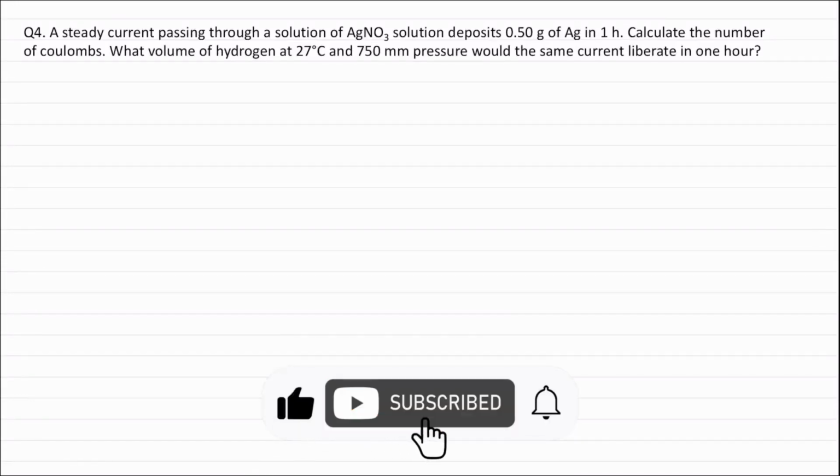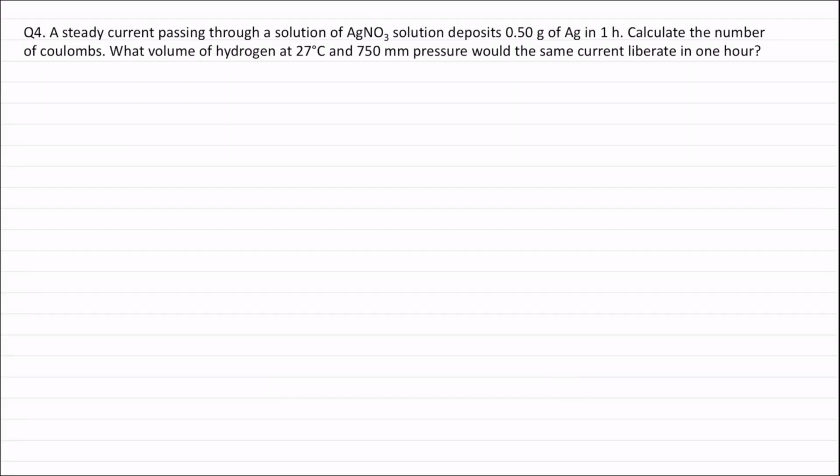Question 4. A steady current passing through a solution of silver nitrate solution deposits 0.50 gram of silver in 1 hour. Calculate the number of coulombs. What volume of hydrogen at 27 degrees centigrade and 750 millimeter pressure would the same current liberate in 1 hour? Weight of silver is given as 0.50 gram. Time is given as 1 hour, which is also equal to 3600 seconds.